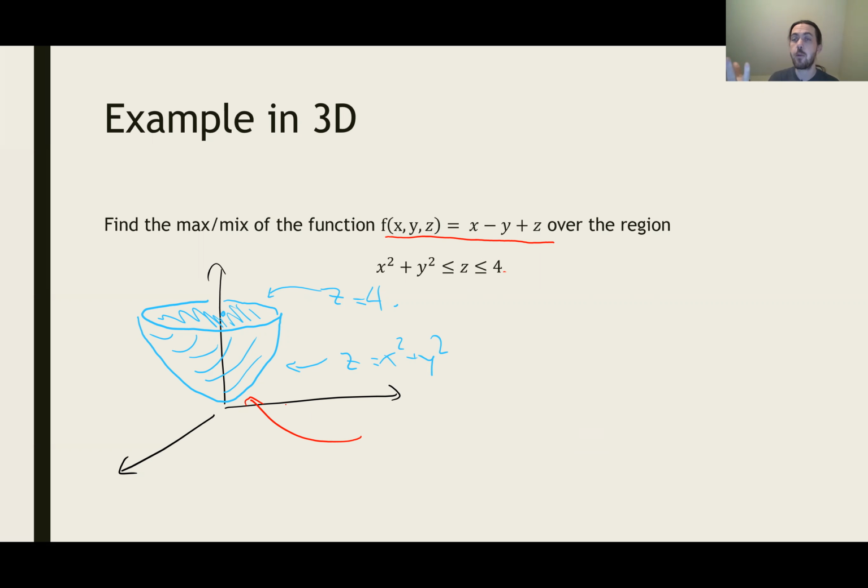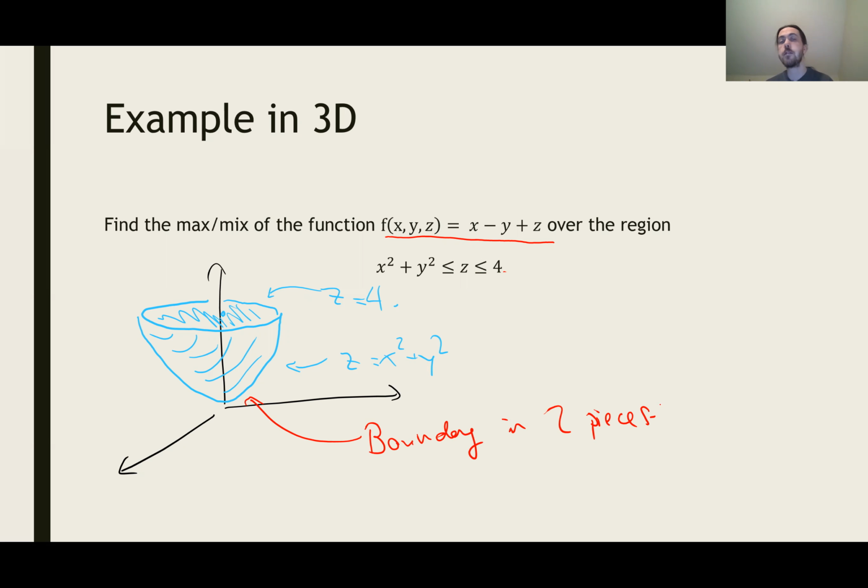That's the bottom boundary of our region. It makes this kind of paraboloid shape. And our top is this flat surface where z is equal to 4. And so in this part, our boundary comes in two pieces. And just like when we were doing integrals, we're going to have to deal with those pieces separately when we solve this maximum or minimization problem.